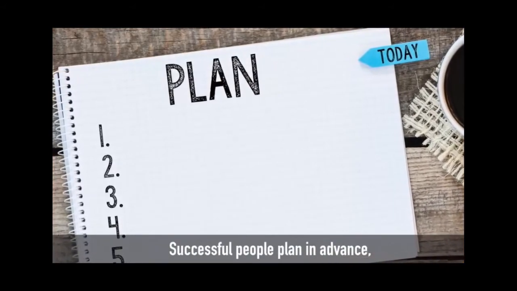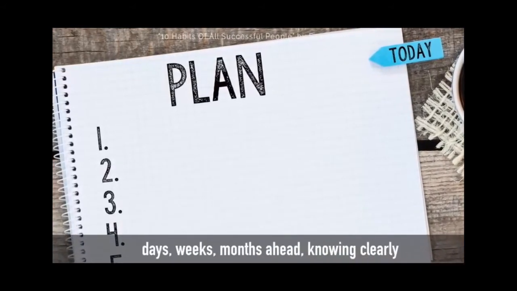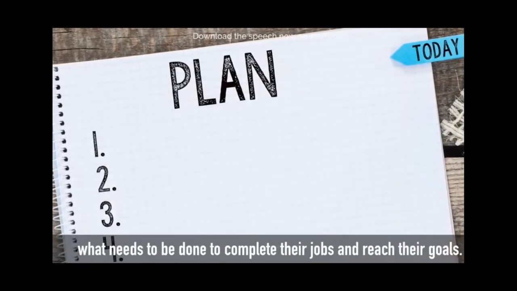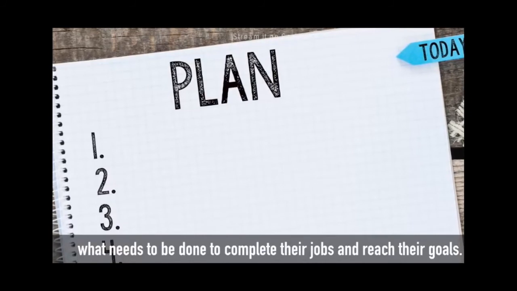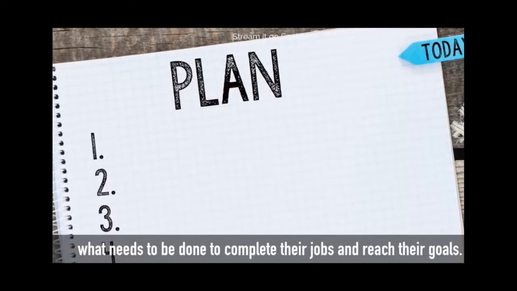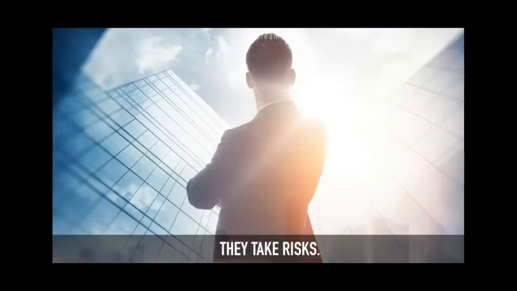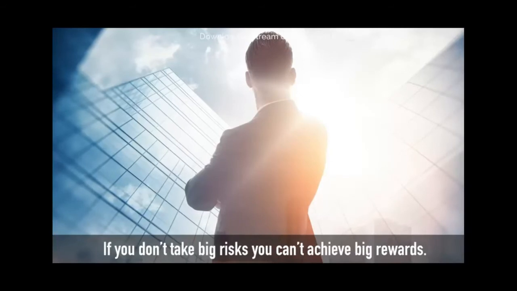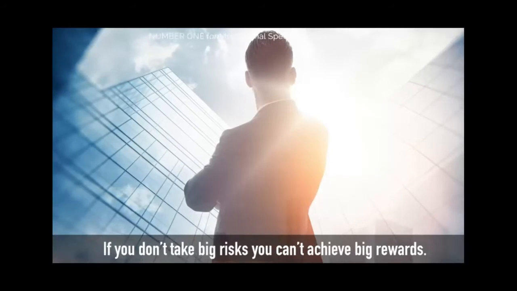Successful people plan in advance, days, weeks, months ahead, knowing clearly what needs to be done to complete their jobs and reach their goals. Number 7, they take risks. If you don't buy a ticket, you can't win the raffle. If you don't take big risks, you can't achieve big rewards.